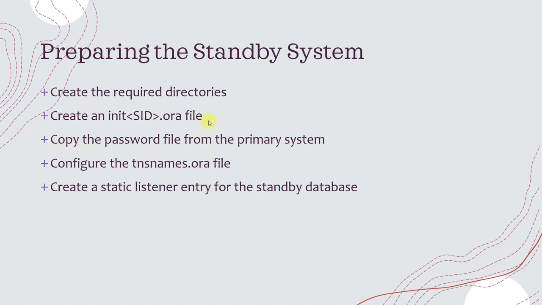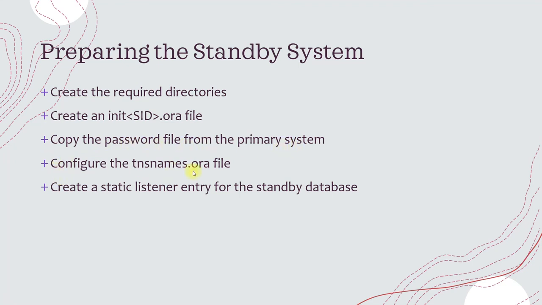Now when you do that and start up the database and run the RMAN duplication, RMAN will actually back up the primary spfile, change the name and do all the things. So you don't need to worry about it. It will restore and recover. Copy the password file from the primary system. Okay, we already discussed this.